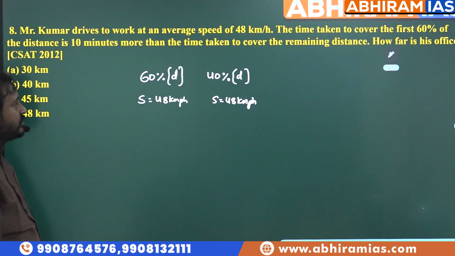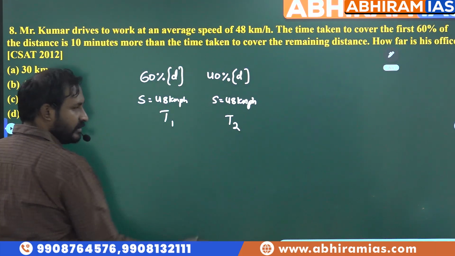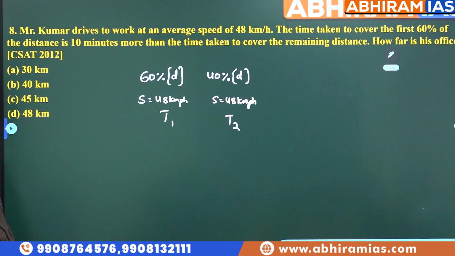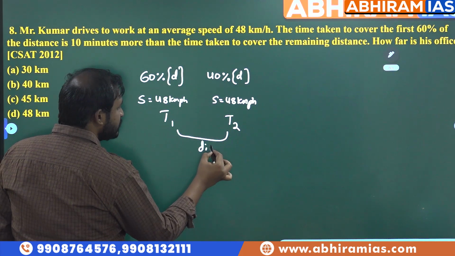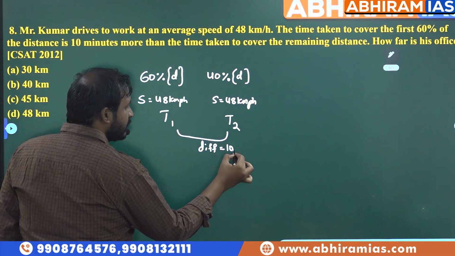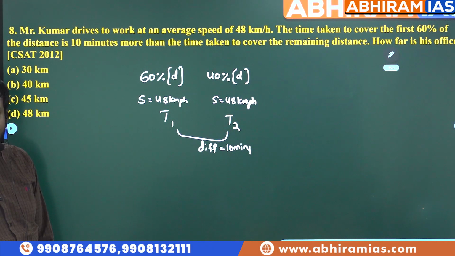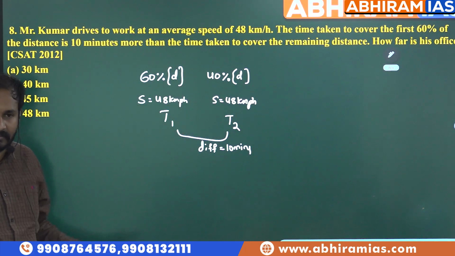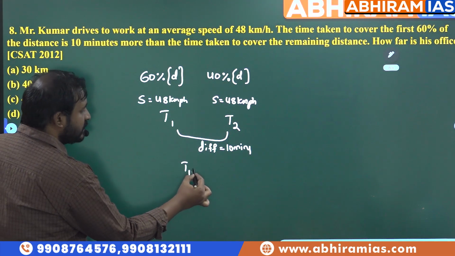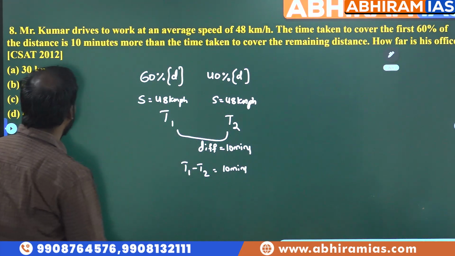Now assume this is t1 in my first case and this is the second part, t2. What is the time difference? 10 minutes, right? The difference is how much? 10 minutes. Which will take more time, T1 or T2? Which is the bigger value here? T1 obviously, because this is the greater distance. So this will take more time. So that means T1 minus T2 is equal to what? 10 minutes.